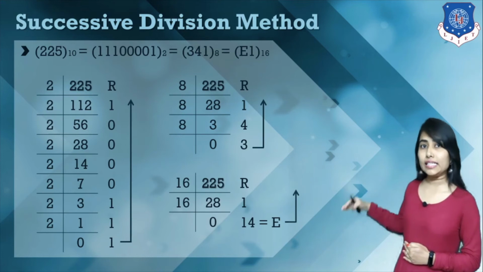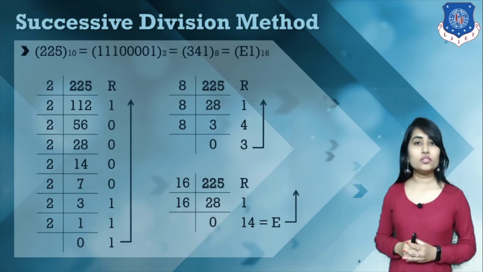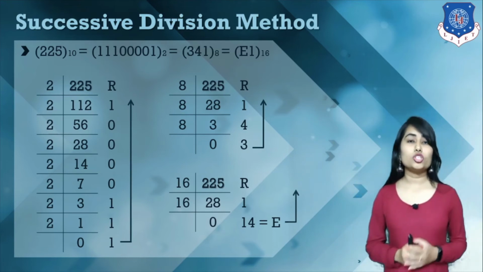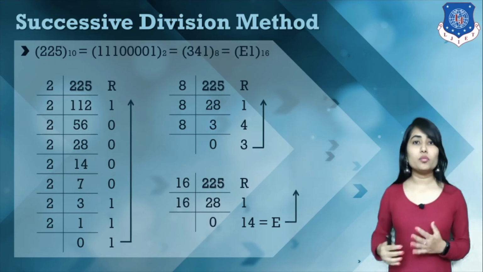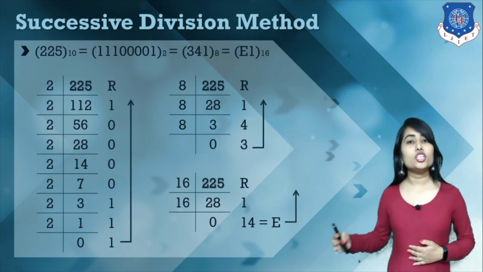So we have A, E and 1. Again, from bottom to top manner we write our answer bit. So we have AE1 as a hexadecimal number. So this is how this 225 can be converted into binary, into hexadecimal or into octal.